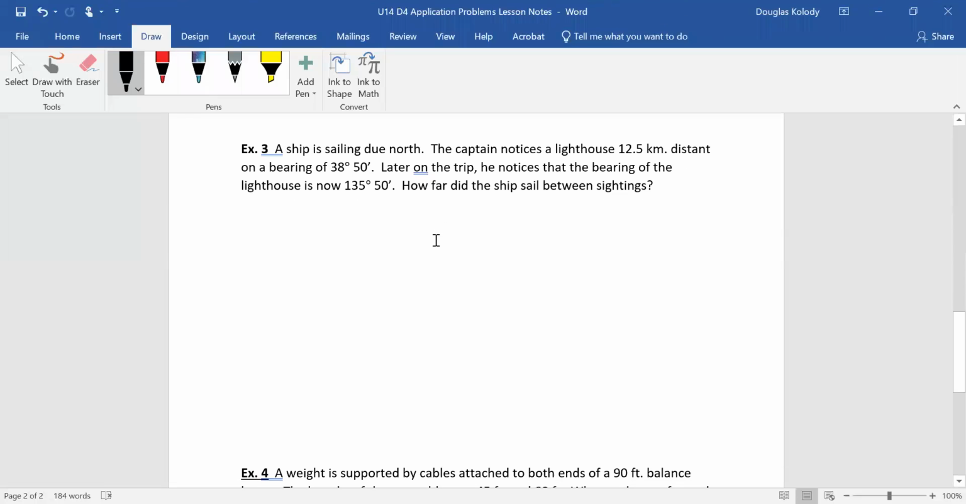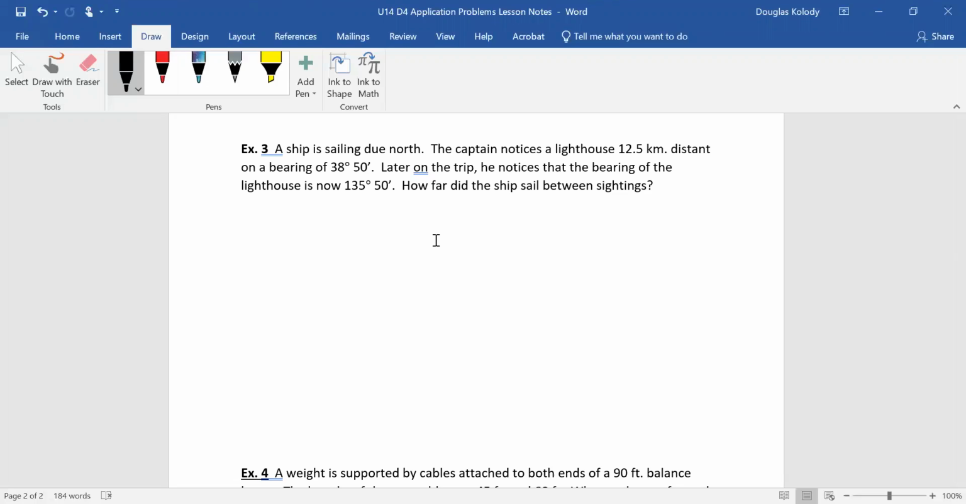Example 3. A ship is sailing due north. The captain notices a lighthouse 12 kilometers distant on a bearing of 38 degrees 50 minutes. Later on the trip, he notices that the bearing of the lighthouse is now 135 degrees 50 minutes. How far did the ship sail between sightings?